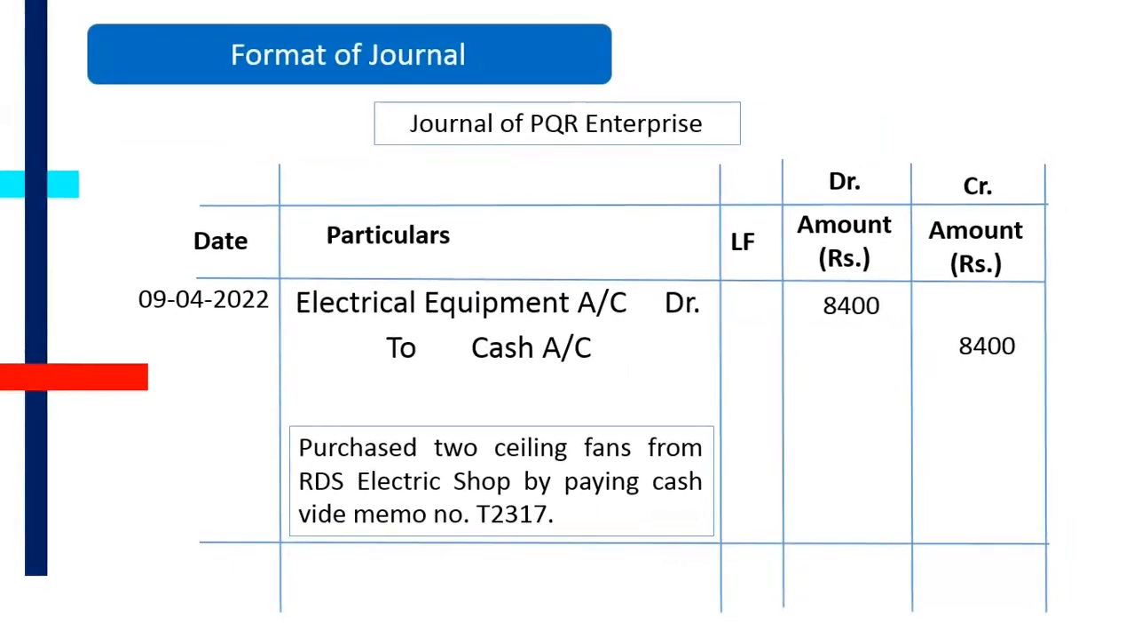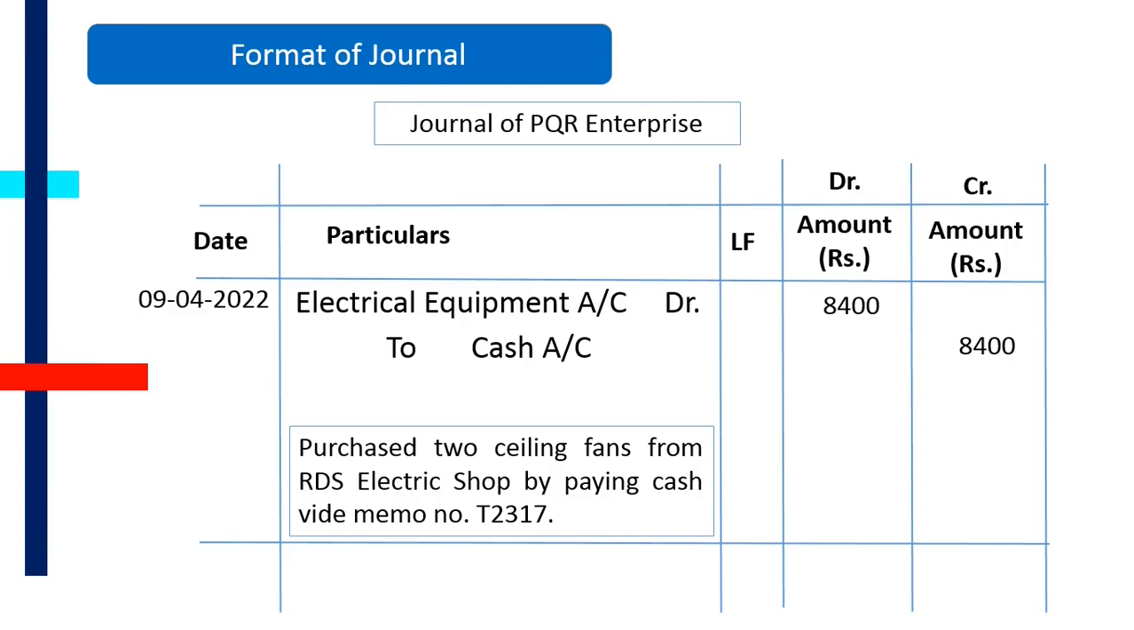Before we make an actual journal entry, let us make ourselves comfortable with the format of a journal. A journal format for PQR enterprise is presented on your screen. As is evident from the illustration, a journal has a column each for date, particulars and ledger folio. There are 2 columns for entering the amount, one each for debit and credit.